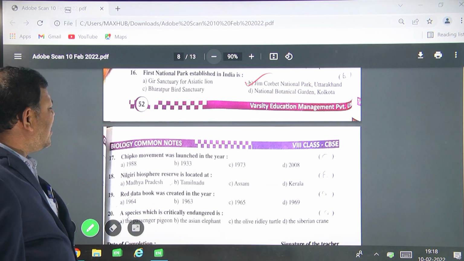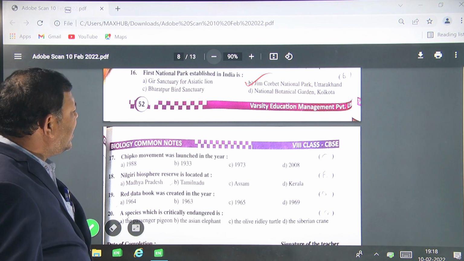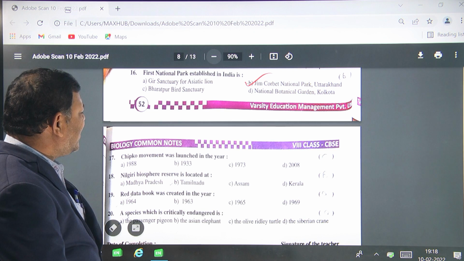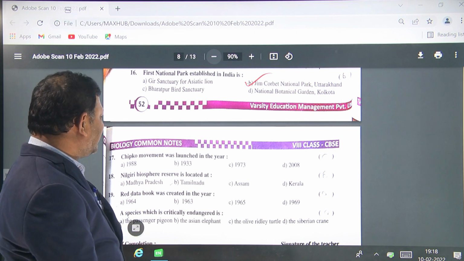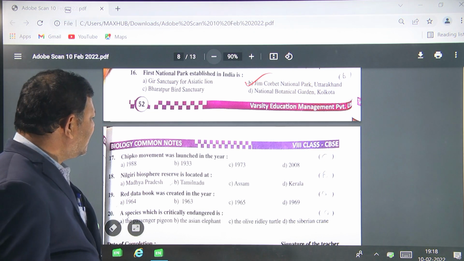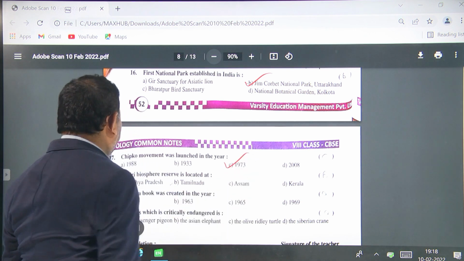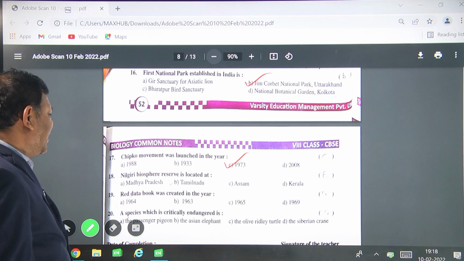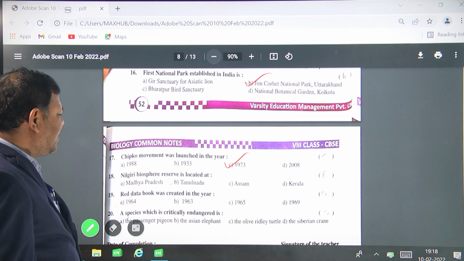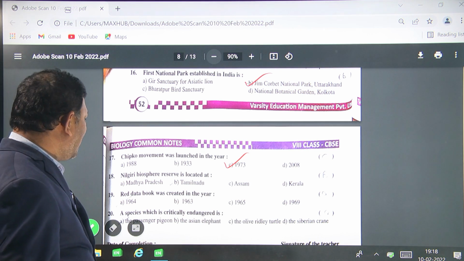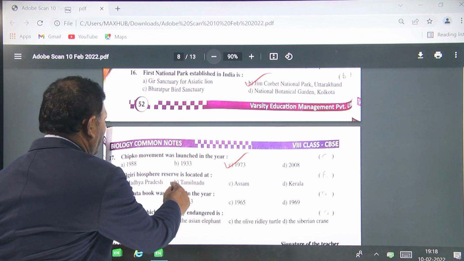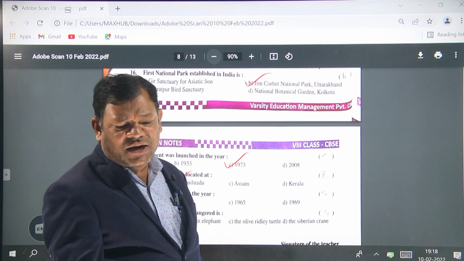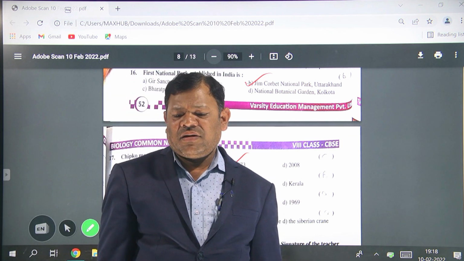Chipko movement was launched in the year 1988, 1933, 1973, 2008. 1973. Nilagiri Biosphere Reserve is located in Madhya Pradesh, Tamil Nadu, Assam, Kerala. Tamil Nadu.